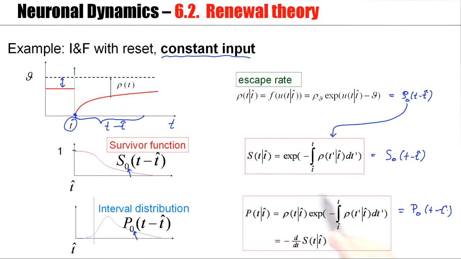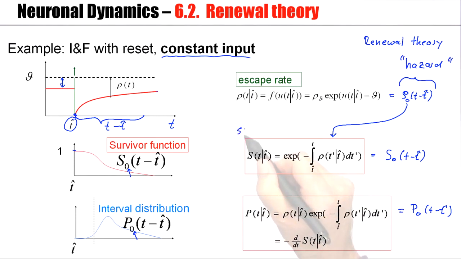Now, this situation of constant input, where the escape rate just depends on t minus t hat, is called renewal theory. For the case of renewal theory, this stochastic intensity is also called the hazard. This is again the survivor function.